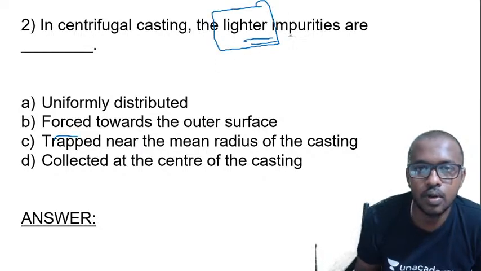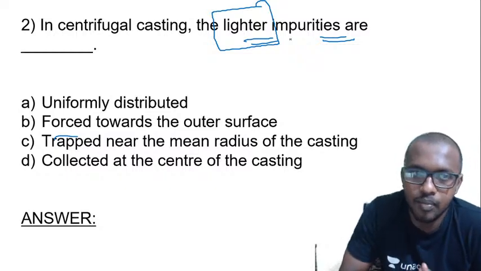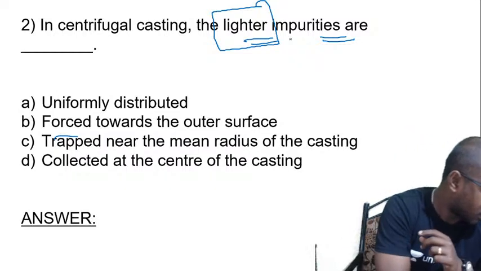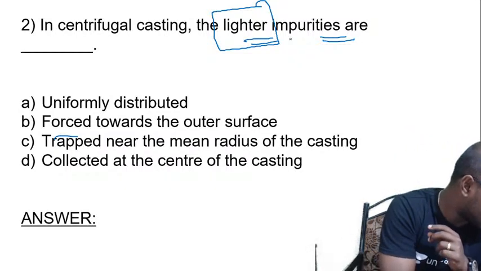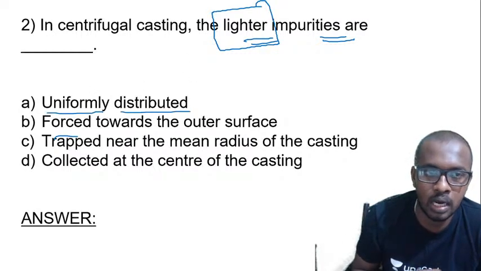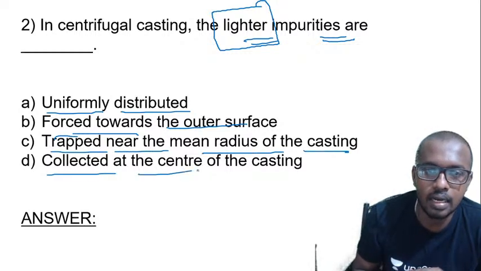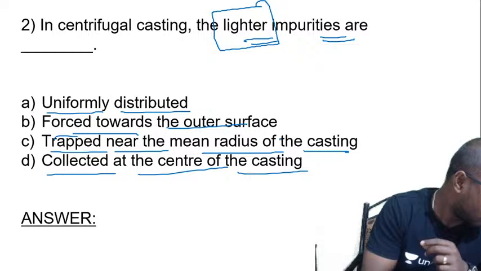So lighter impurities are dash. In centrifugal casting, the lighter impurities are dash. Please answer, guys. Is it uniformly distributed, or forced towards the outer surface, or trapped near the mean radius of the casting, or collected at the center of the casting?